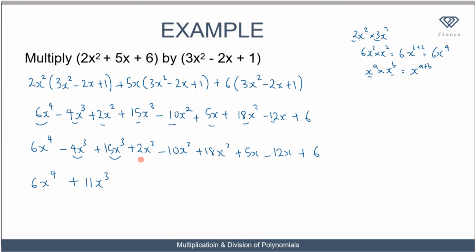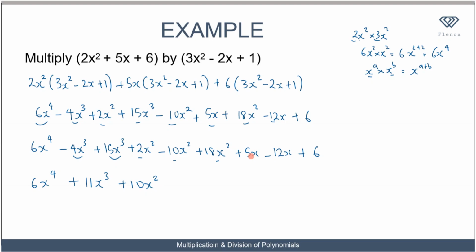And now I have these three terms to add. So I have plus 2 minus 10 plus 18. And what would that give me? 8 plus 2 is 20, and 20 minus 10 is 10. So I'm left with plus 10x squared.